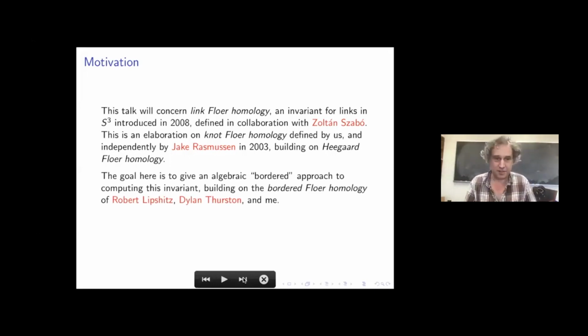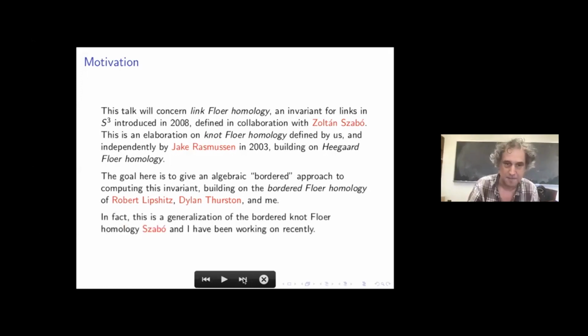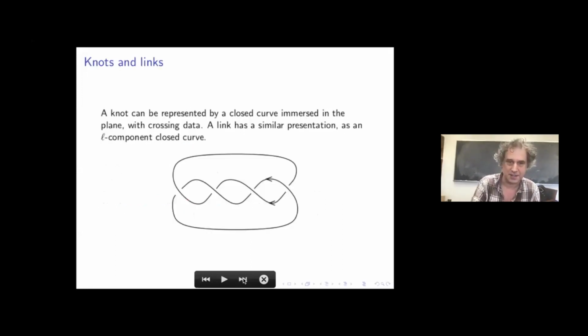So what I'd like to do is give an algebraic or bordered approach to computing this invariant, which is building on the bordered Floer homology developed by Robert Lipshitz, Dylan Thurston, and me in the context of Heegaard Floer homology. And my talk will be a step beyond. I've been lecturing about computing knot Floer homology for a while using this bordered approach, and so this is the generalization to links.